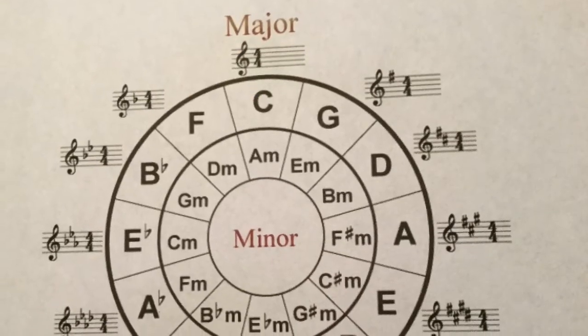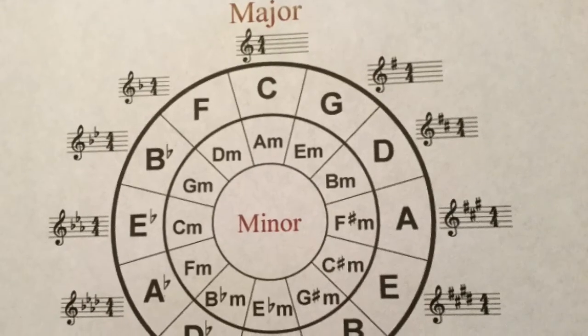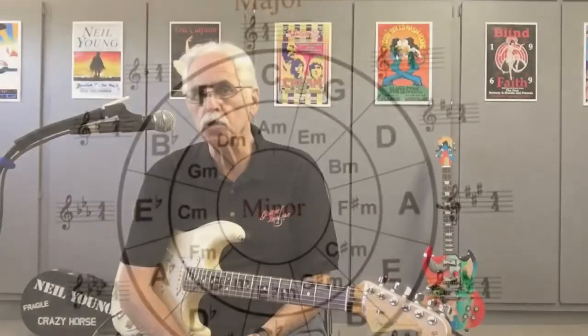Okay, we're back. We're going to talk for just a second about the circle of fifths, more numbers. What the circle of fifths shows you is all the sharps or flats in any key. It also shows you what the relative minor key is, or chord in a scale.